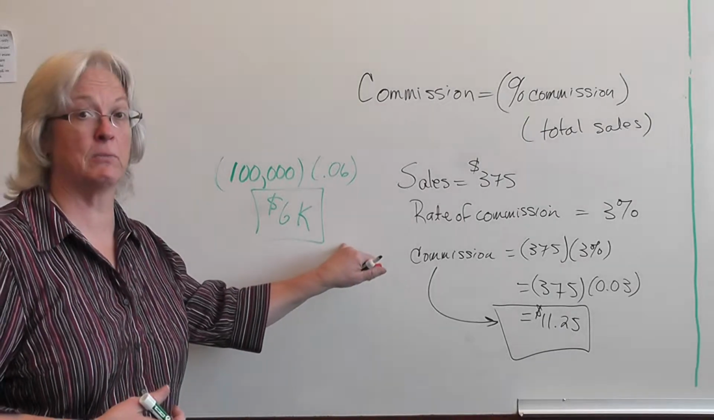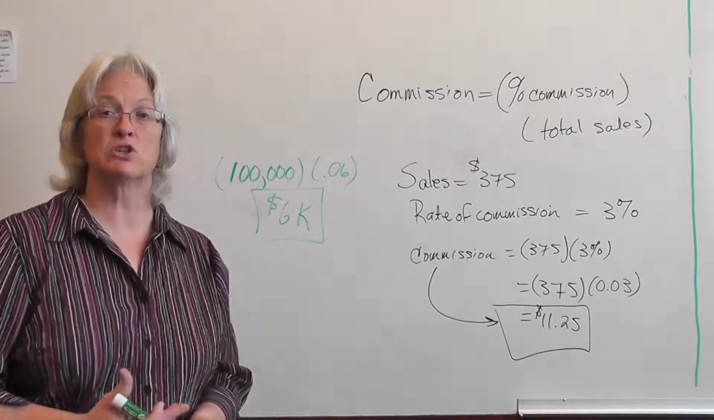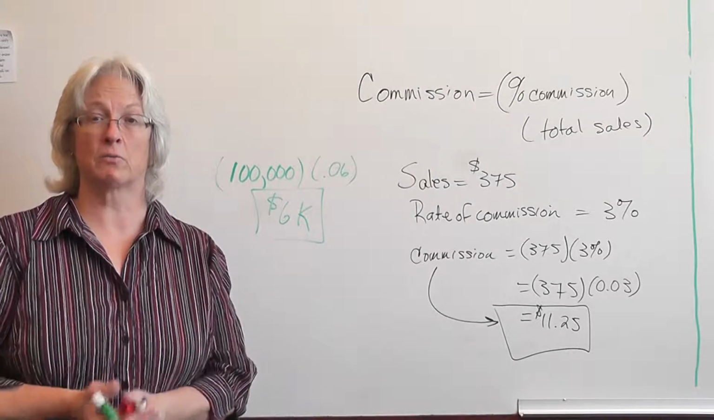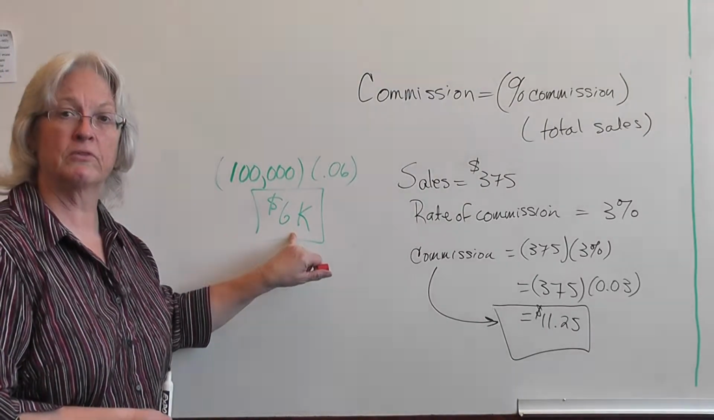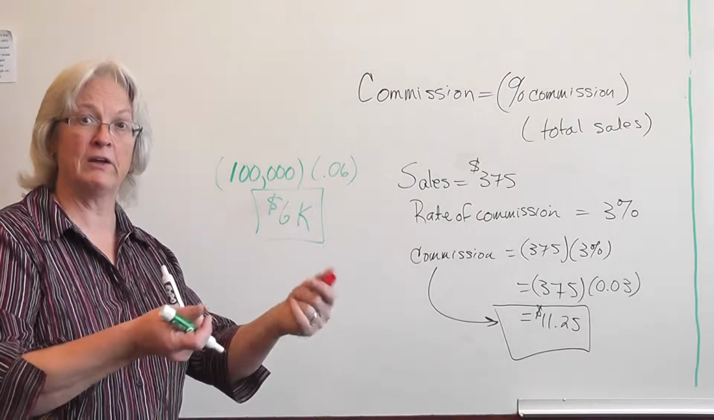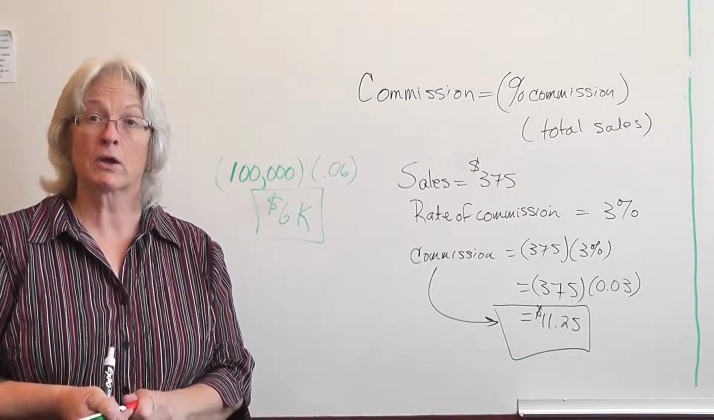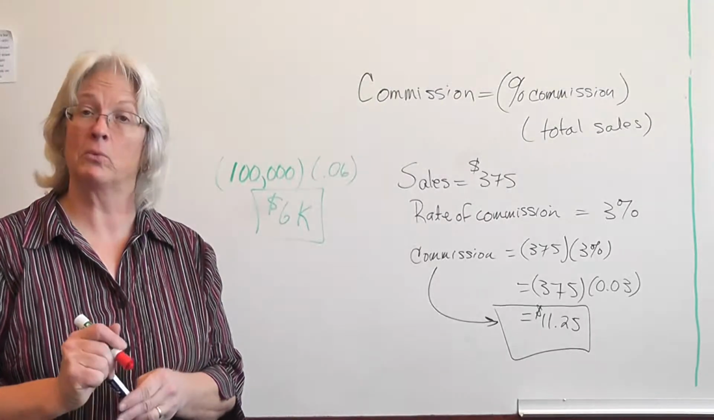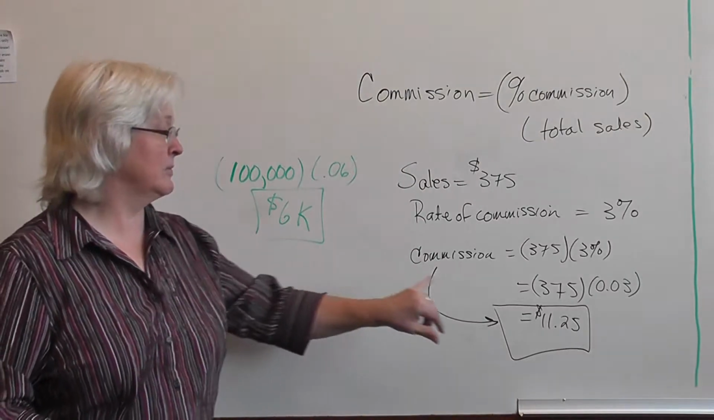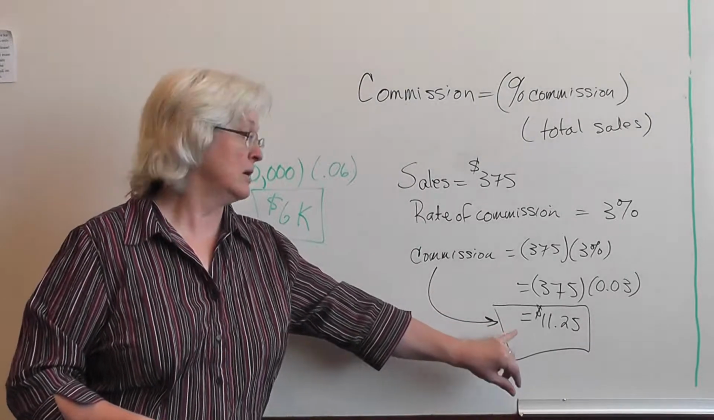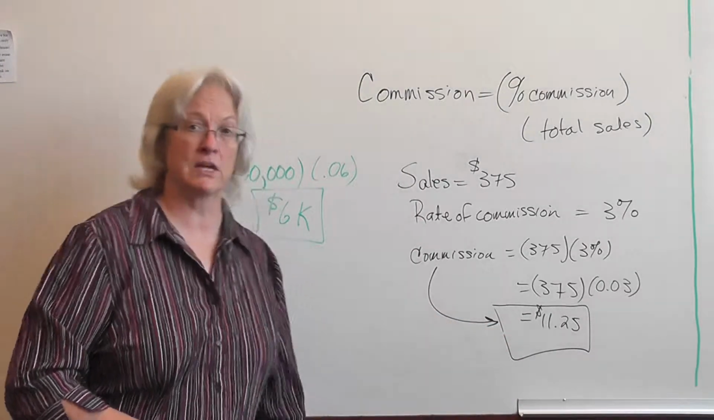And you think, man, that's a lot of money. Well, real estate agents don't close a lot of properties typically. But you can see that in order for a real estate agent to be able to provide for his family, he's got to be working hard and selling property worth lots of money. But $6,000 commission is a whole lot different than an $11.25 commission.